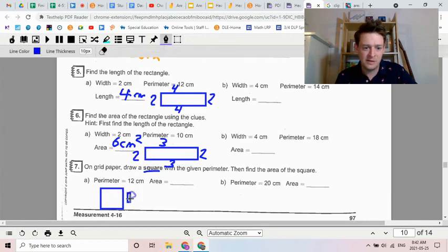So if each side is 3, then you're going to have a 3 times 3 for your length times your width, which is going to give you 9 centimeters squared.